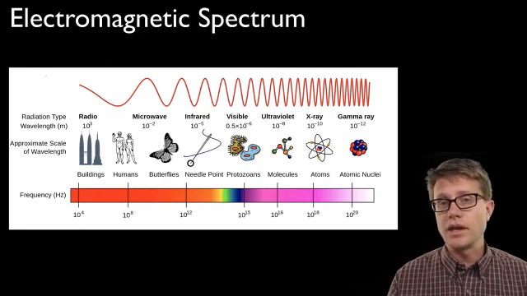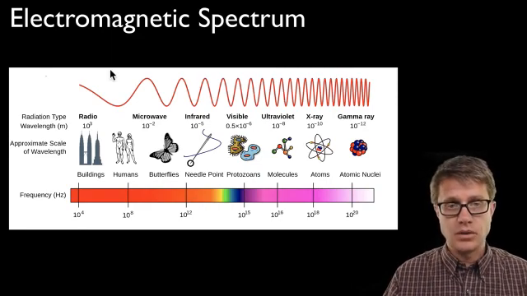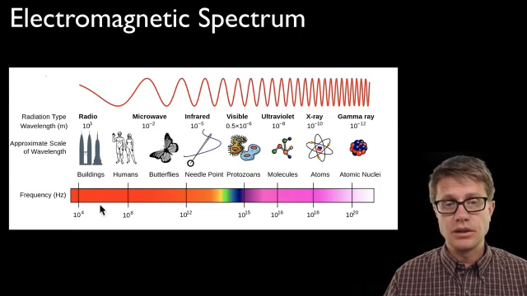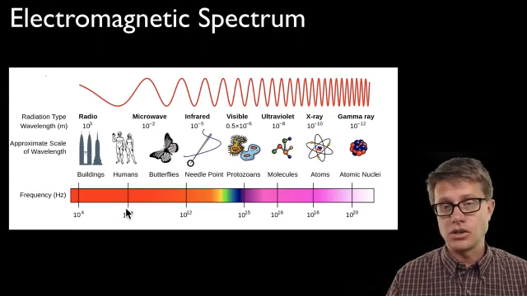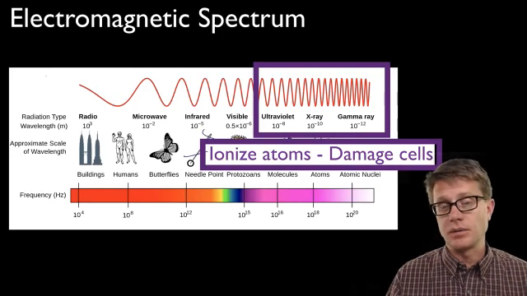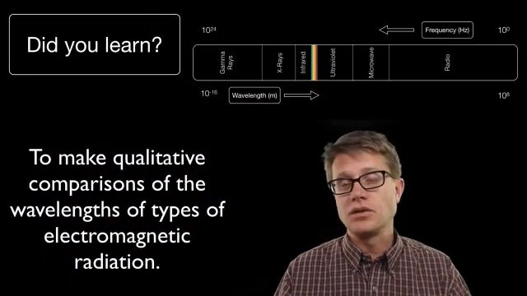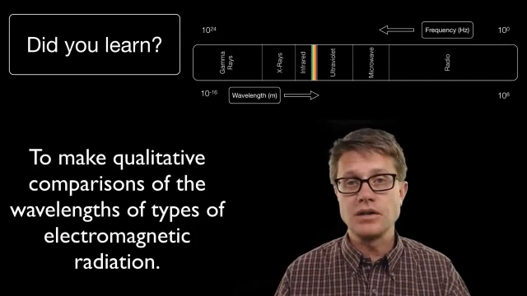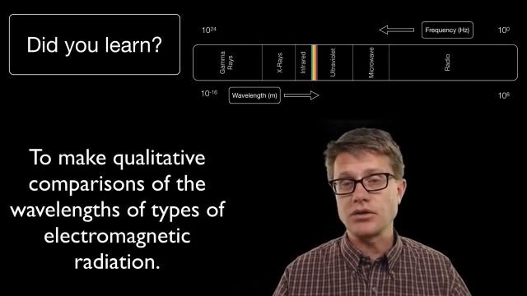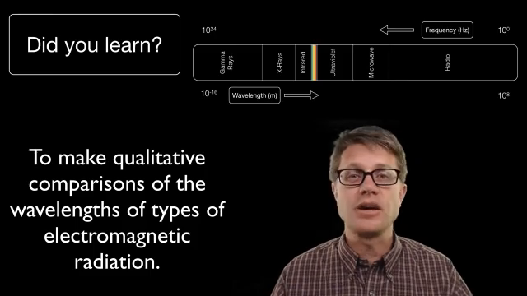So which one would you rather be exposed to? These ones with long wavelength, really, really low frequency, low energy. The ones on the right side are going to be able to damage cells, ionize cells, cause damage to the cells themselves. And so did you learn to make qualitative comparisons based on wavelength and frequency of electromagnetic radiation? I hope so, and I hope that was helpful.